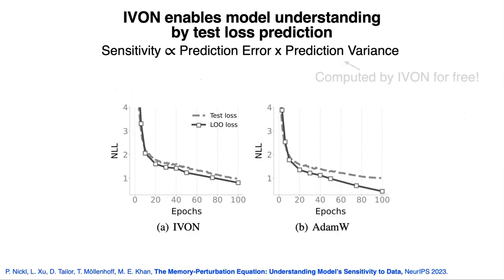Finally, IVON also enables model understanding, for example by predicting test loss, by noting that the sensitivity of the model to data is proportional to a measure of prediction error and prediction variance, which is again computed by IVON for free. We use this to estimate a leave one out loss that estimates the test loss using only training data, and we find that IVON's estimate is faithful, while AdamW's estimate seems to diverge at later training stages.